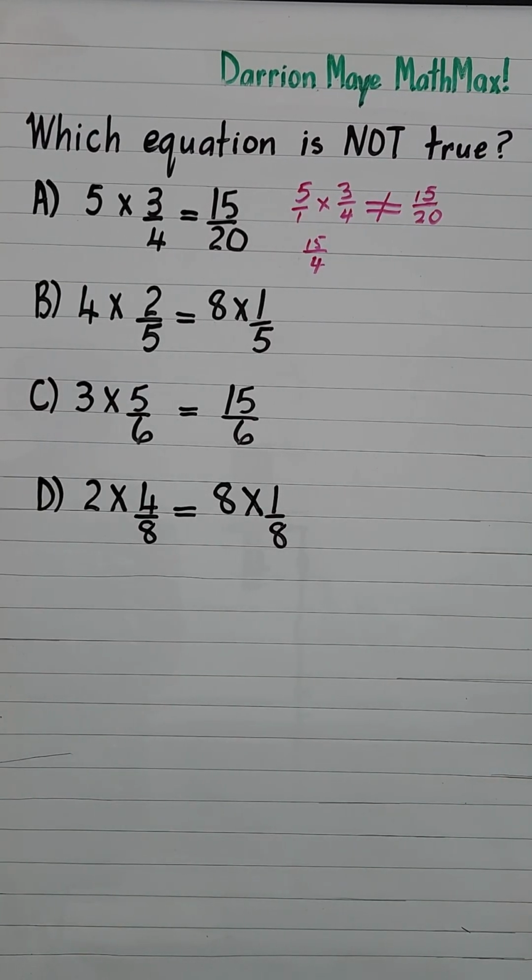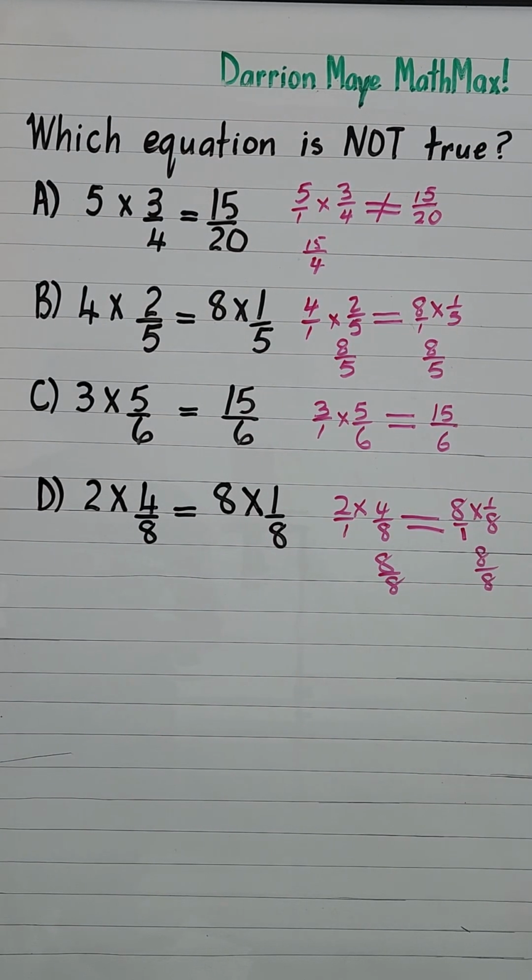So 5 over 1 times 3/4 is equal to 5 times 3, which is 15, over 1 times 4, which is 4. So 5 times 3/4 is equal to 15 over 4, and that is not equal to 15 over 3. And that's the answer we're looking for, but let's go through the others because you never know.